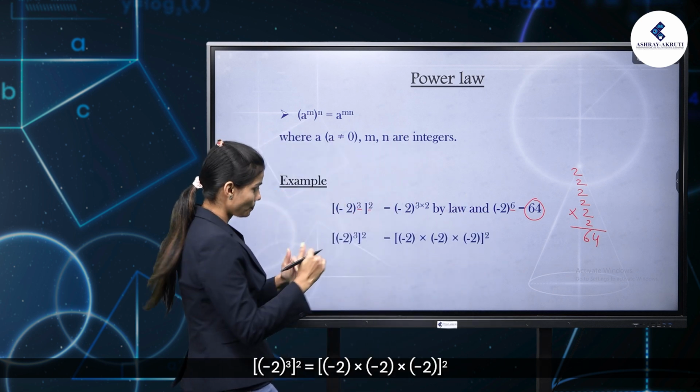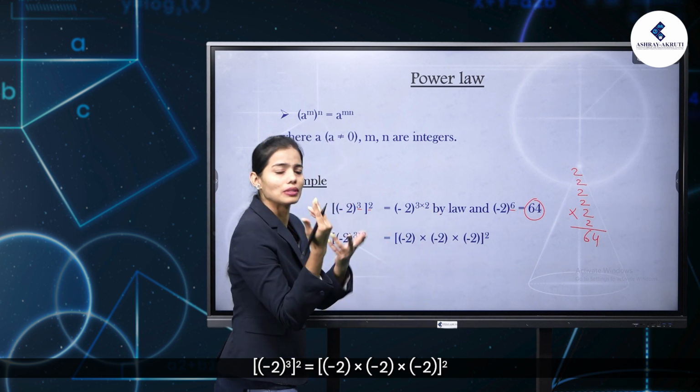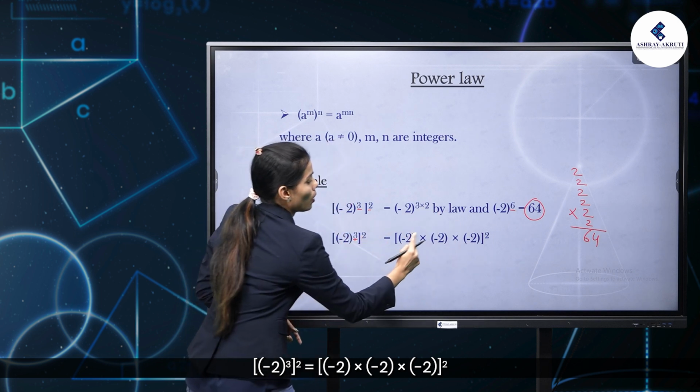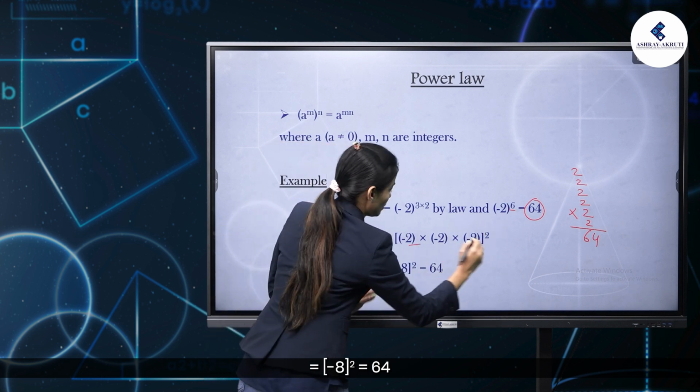Or minus 2 to the power 3 whole power 2 is equal to minus 2 into minus 2 into minus 2 whole power 2, is equal to minus 8 to the power 2, is equal to 64.